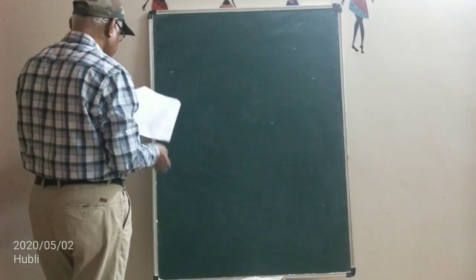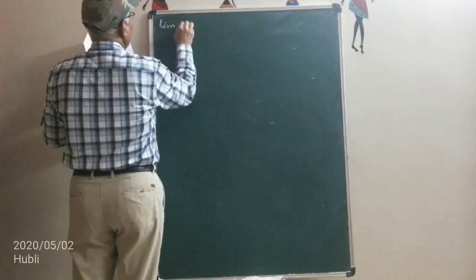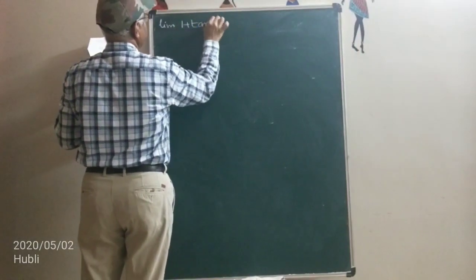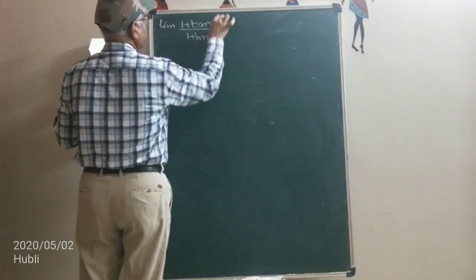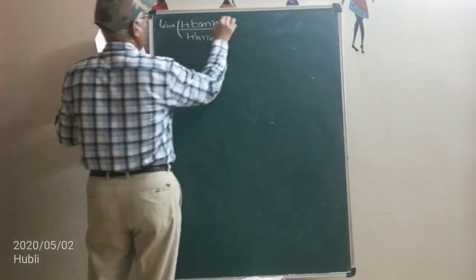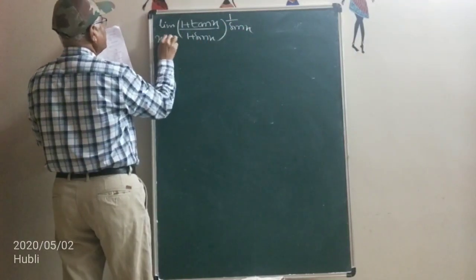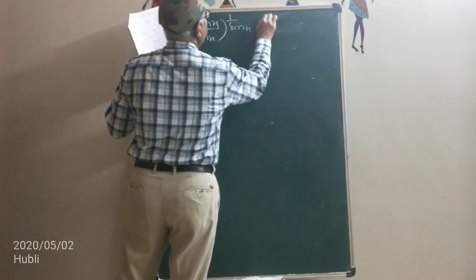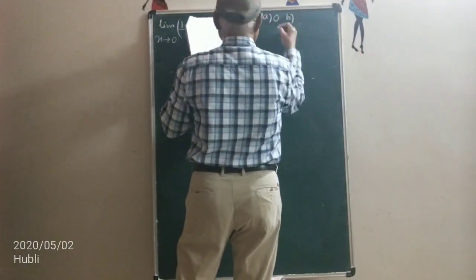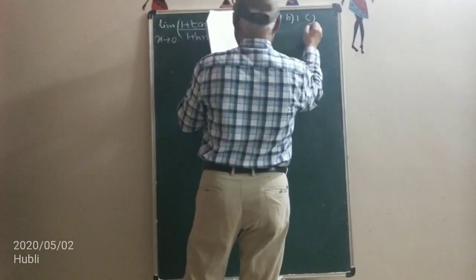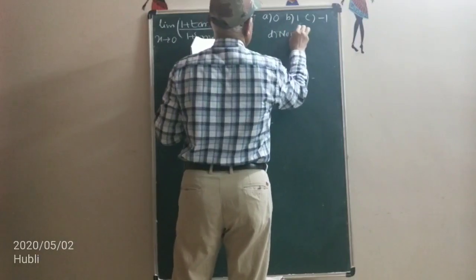Now limit of (1 plus tan x) divided by (1 plus sin x), raised to 1 upon sin x, as x tends to 0. Okay, here the options I am going to write. The first option is 0, second option is 1, the third option is minus 1, and the last one is none of these.